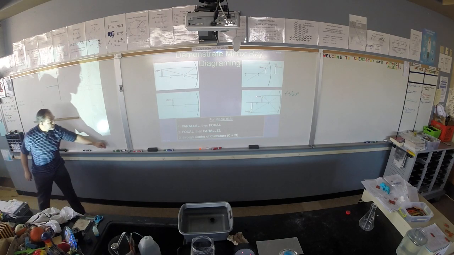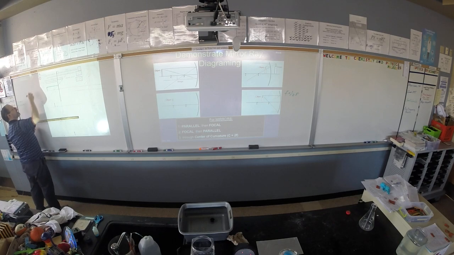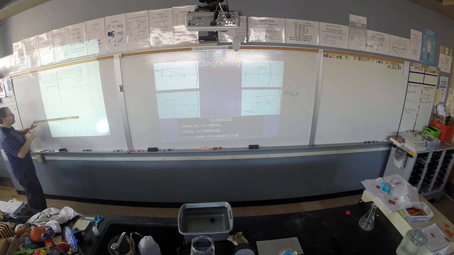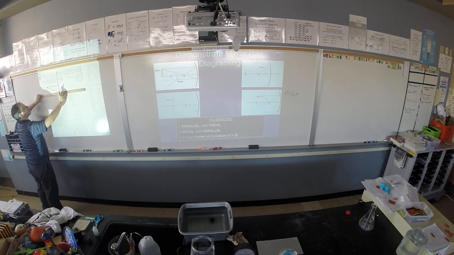Second ray, get your next color ready to go. I'm going to use red. And your second ray does exactly the opposite. It runs through the focal, but it still bounces at the normal. So you go through the focal, but it still bounces at the normal.